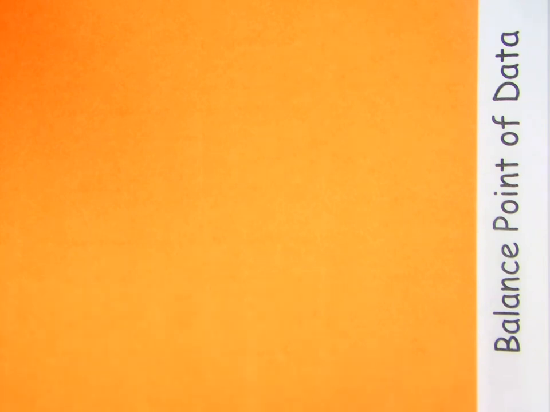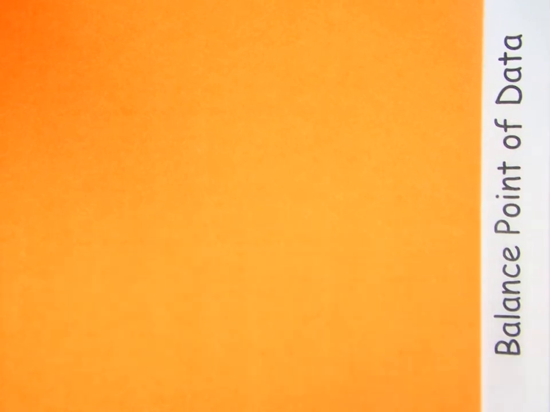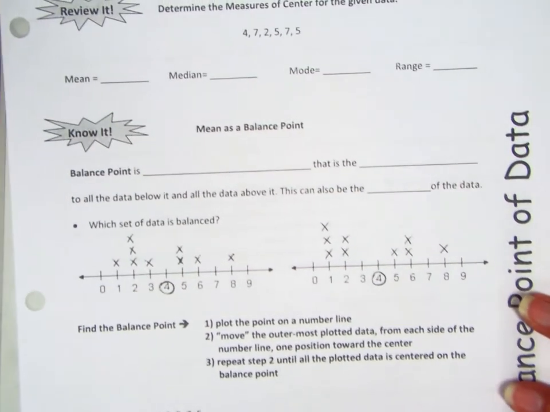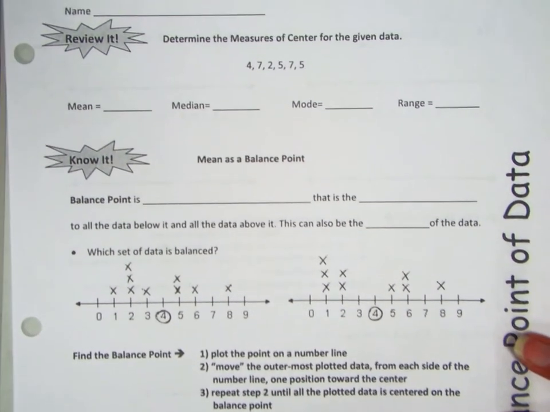You're also going to need your notes because as you use the counters and the number lines and the whiteboard to find the balance point, you're also going to do this on paper as well. So you won't always have counters and the other supplies you need to help you find the balance point. So we do need to know how to do it just with paper and pencil. To get started, you should have already completed the review section at the top of the page.